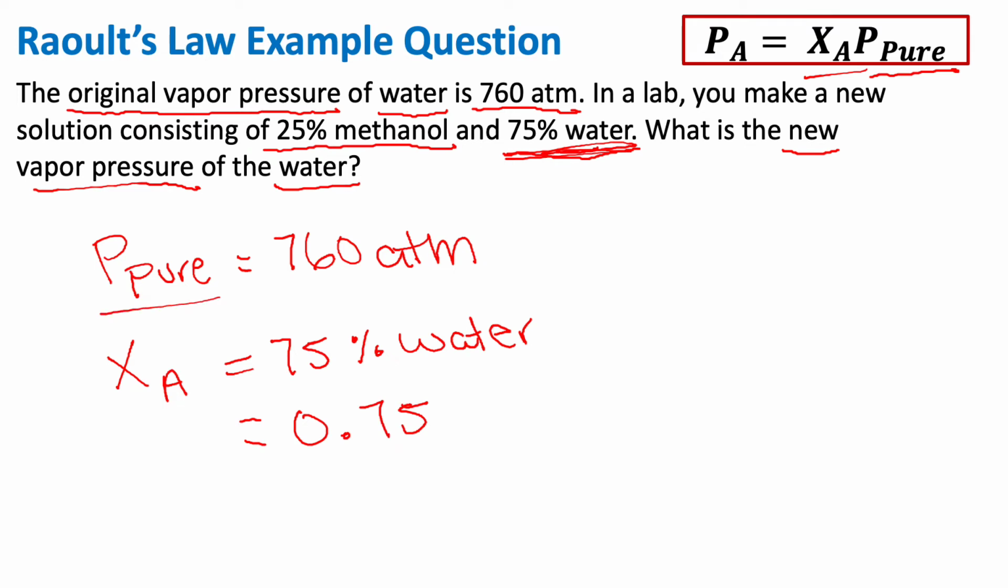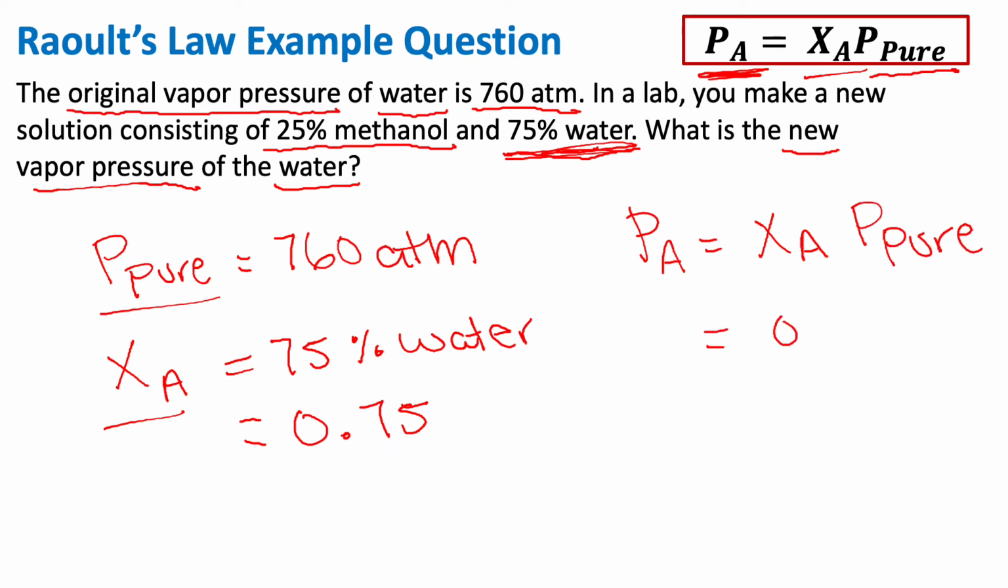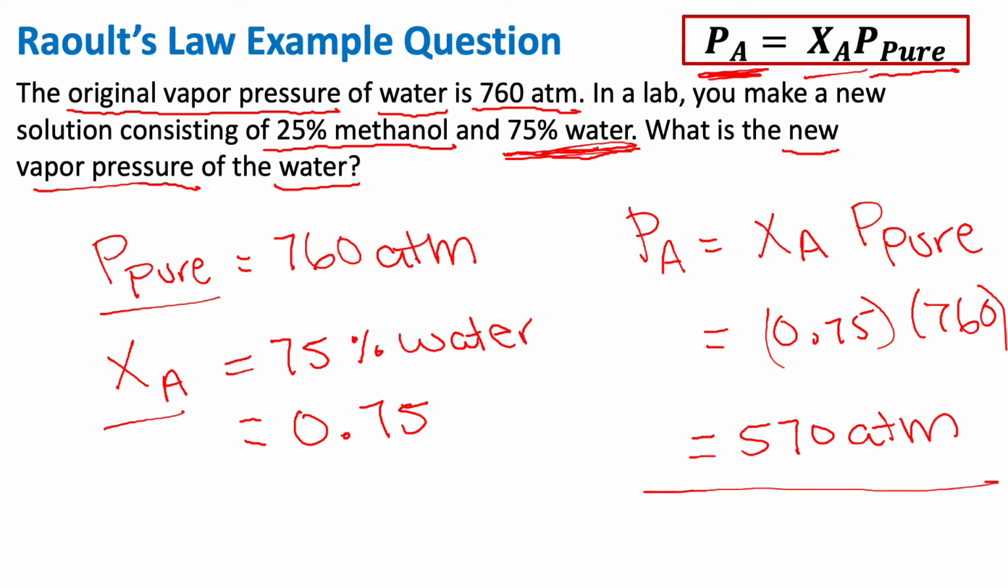Now we have both of these values, and the question is asking us what is the new vapor pressure of water. So we're solving for the new vapor pressure, which is PA. So if we say PA equals X sub A times the P pure, we know XA to be 0.75, and we know this to be 760 ATM. Now, if we multiply those two values, 760 times 0.75, we get 570 ATM. That is our new vapor pressure of water.